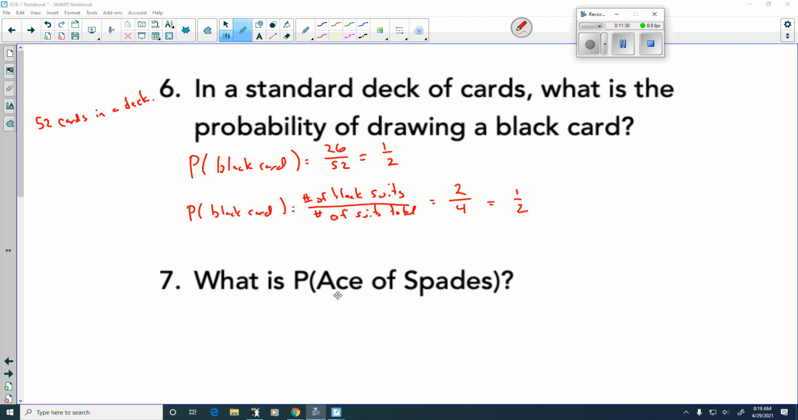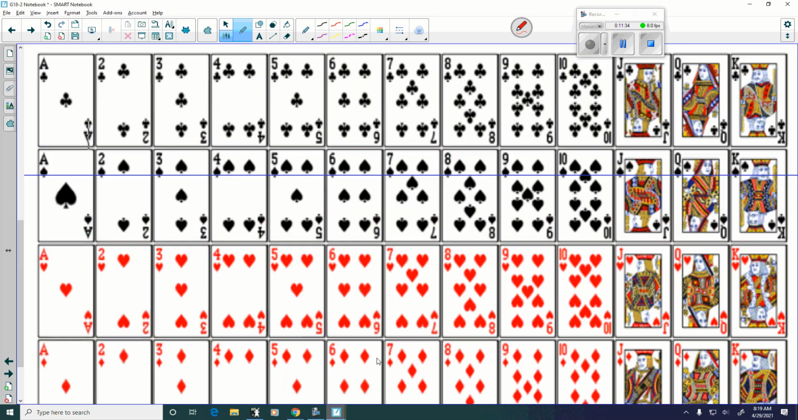And finally, this question says, what's the probability I draw the ace of spades? So when I look back at this deck, this card right here is called the ace of spades. It's got an A on it. That means ace. And this symbol is the spade. A quick look shows there's only one of these cards in the deck.